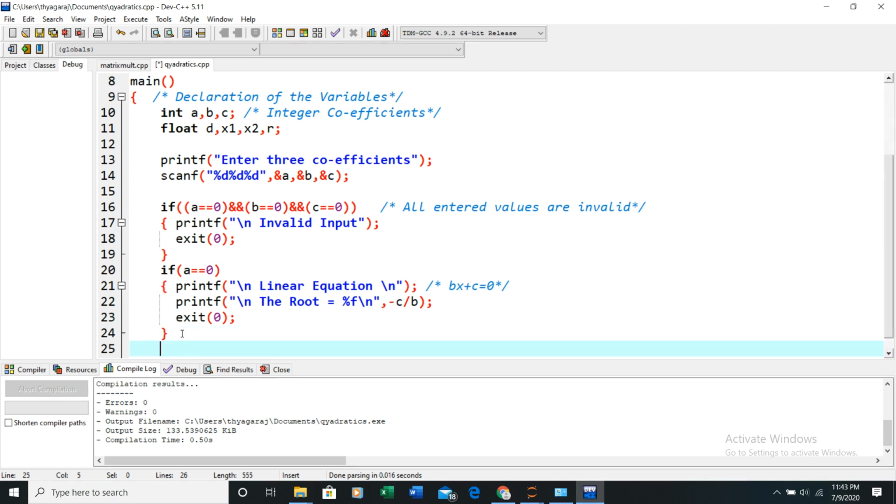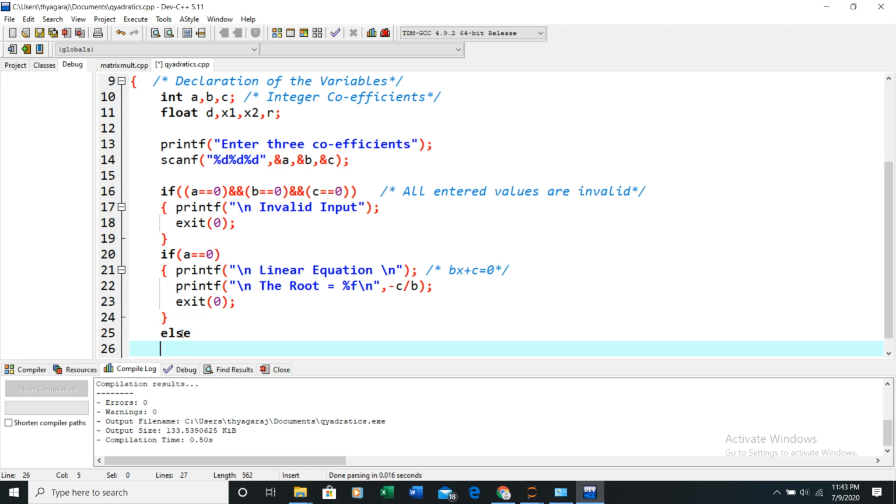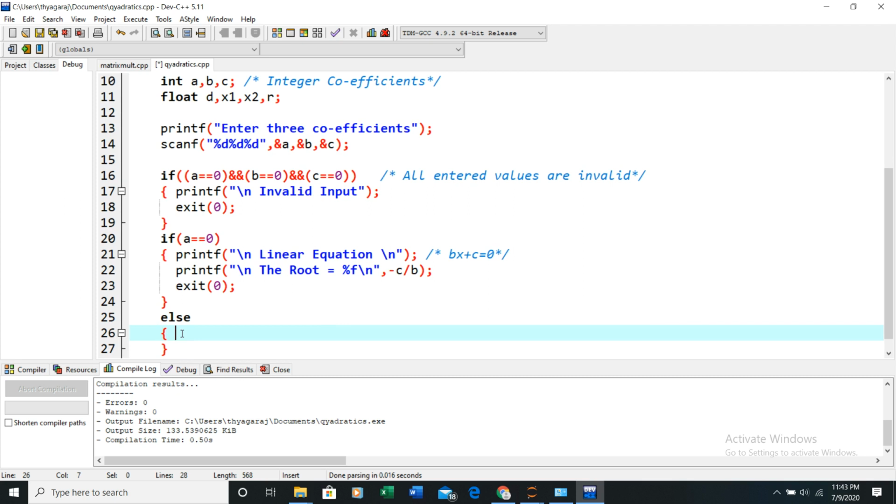Then, okay, now we have got two cases. We encountered the two cases. We are now left with the proper case, that is, all the entered values are in proper condition. That means the entered values are proper. Therefore, we have to calculate the discriminant. Discriminant calculation is necessary once all the entered values are correct.